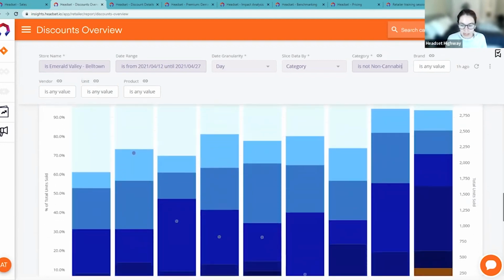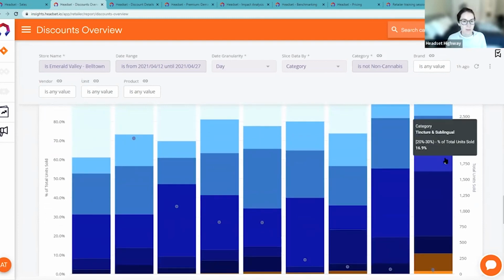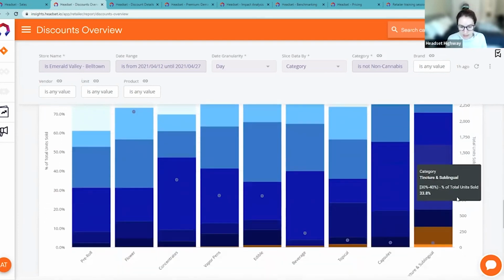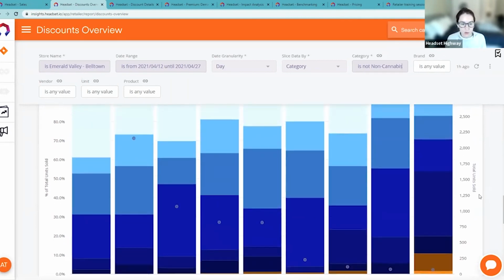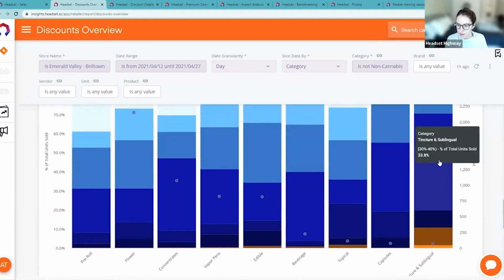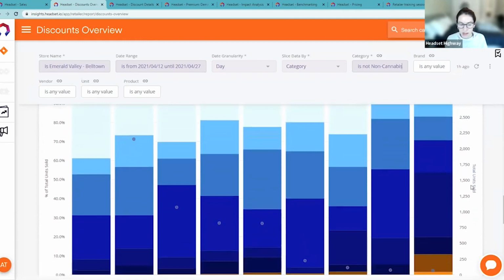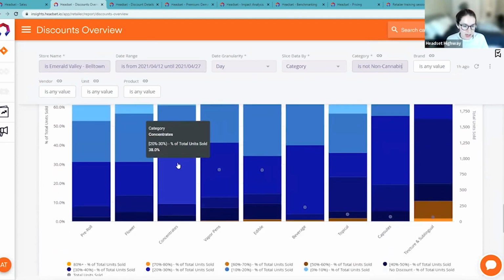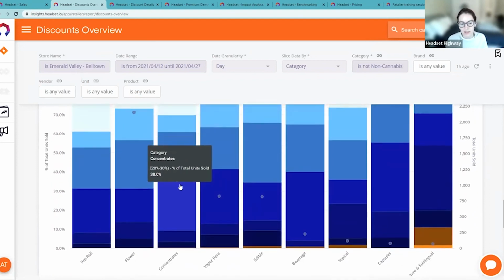Scrolling down here, unit volume by discount bucket. So the discount buckets, which we'll talk about a little bit more in depth in a minute, are basically just percentage buckets for discounts. So 0 to 10%, 10 to 20%, so on. So where was the largest percentage of discount bucket within each of your categories? If we notice here, tincture and sublingual, the largest discount bucket applied to that specific category was 30 to 40%. In contrast, concentrates was about 20 to 30%. So that was the most frequently applied discount bucket for that specific category.